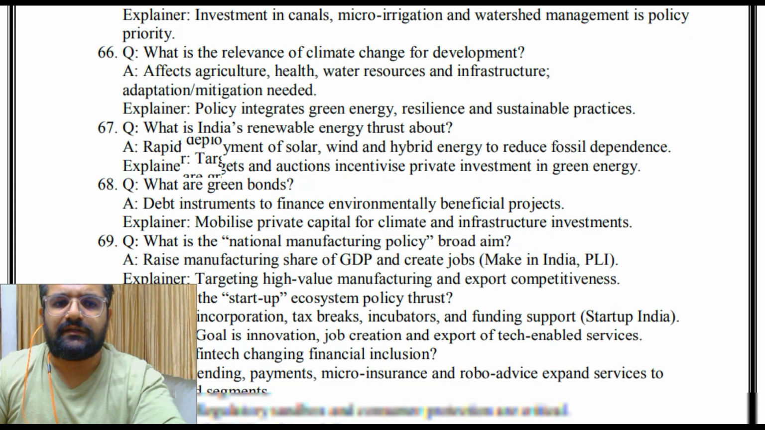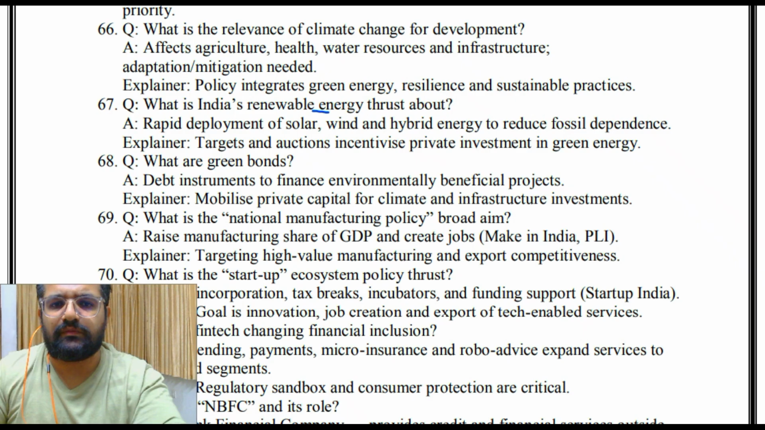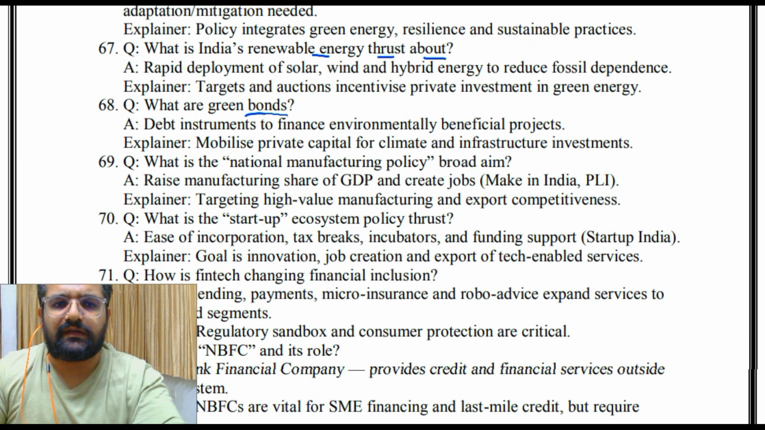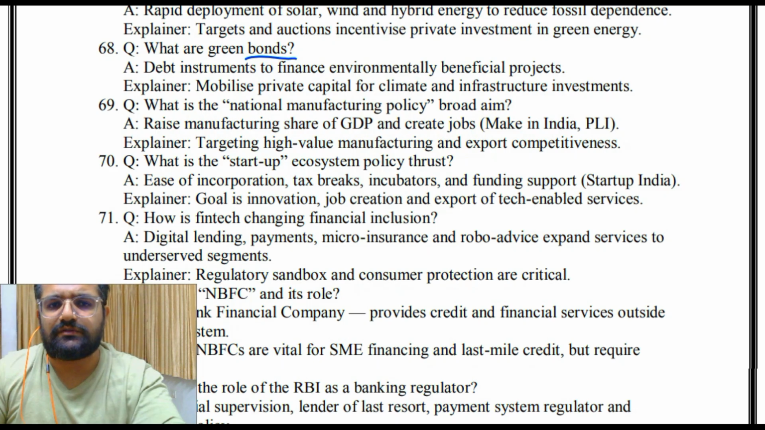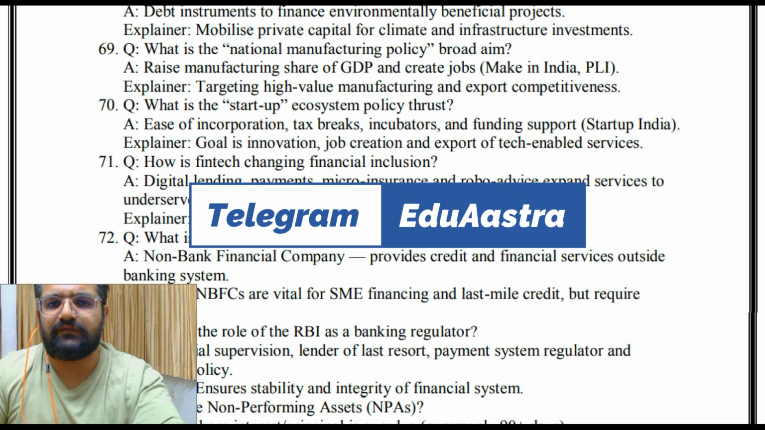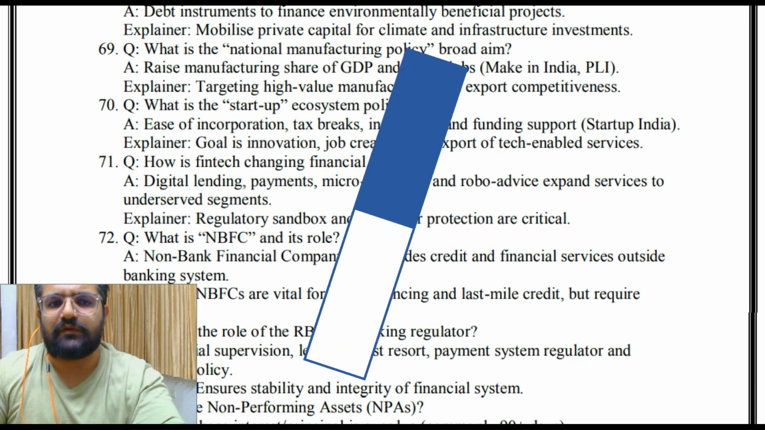Mitigation needed. What is India's renewable energy thrust about? Rapid deployment of solar, wind, and hybrid energy to reduce fossil dependence. What are green bonds? Debt instruments to finance environmentally beneficial projects. What is the national manufacturing policy broad aim? Raise manufacturing share of GDP and create jobs. Make in India, PLI targeting high value manufacturing and export competitiveness.